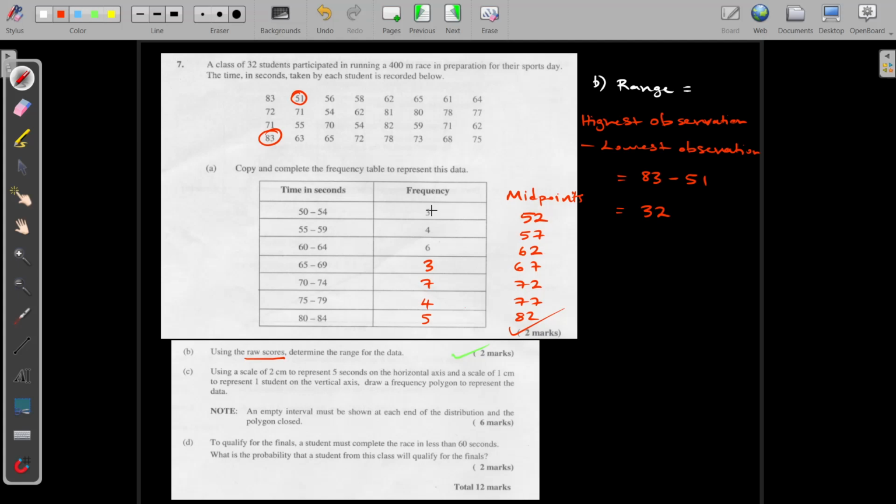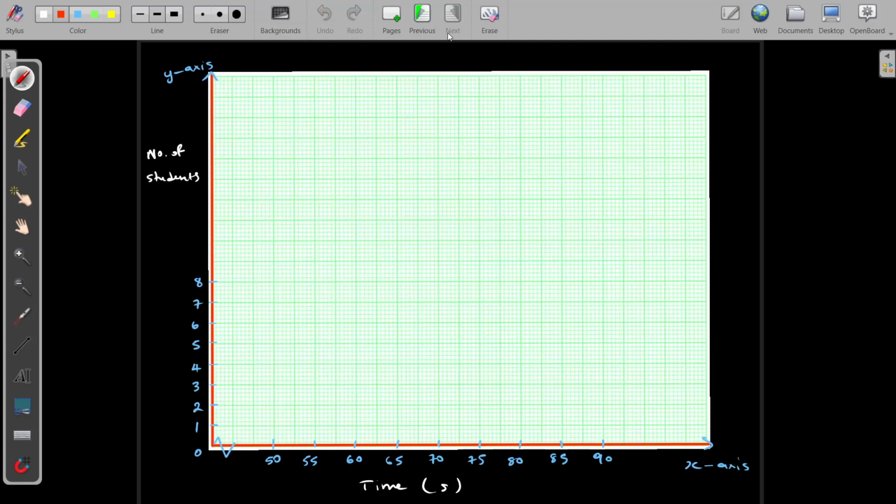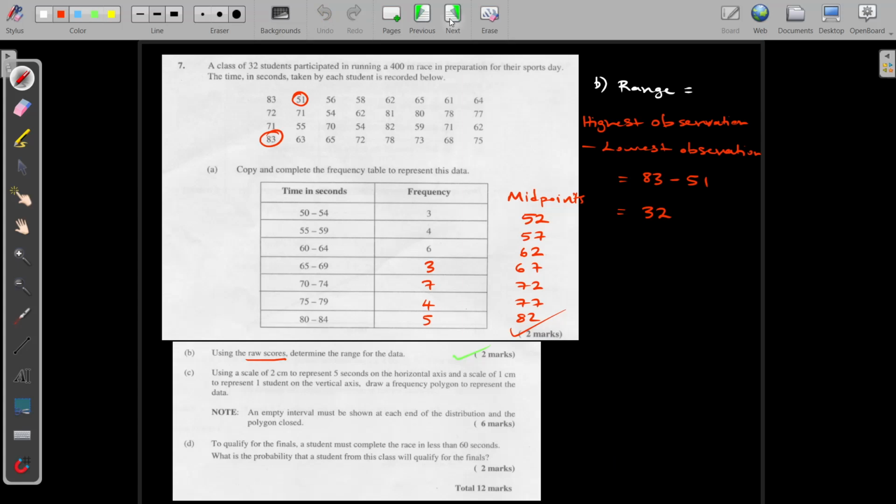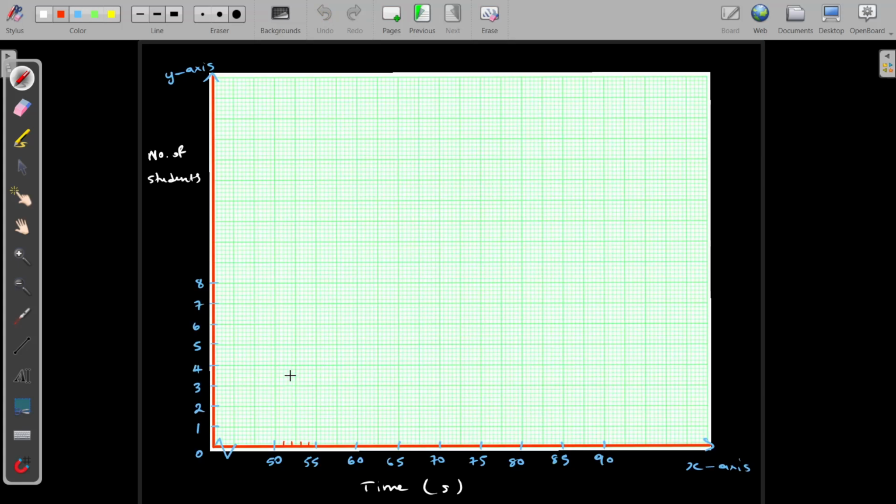So 52 will be plotted with 3. For this one, each 2 of these small spaces would represent 1. So this is 50, 51, 52, 53, 54. So each 2 of these small spaces is going to represent 1. Well, 52. 52 is going to be here, and we're going to plot this with 3. So right here. So that's the first point.